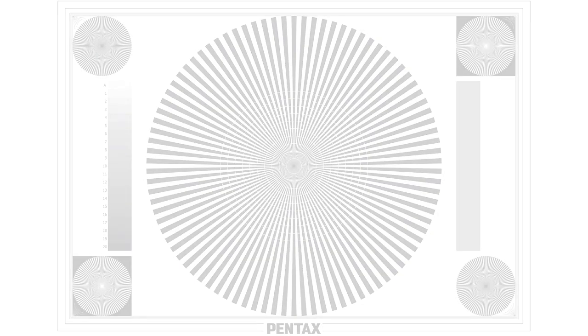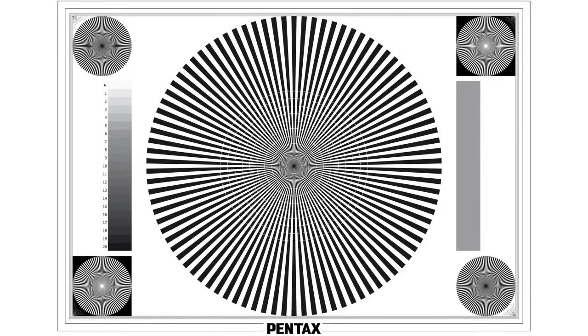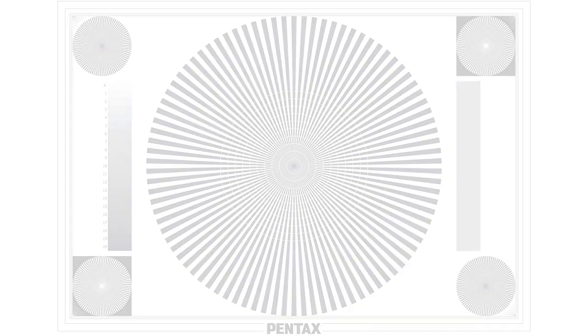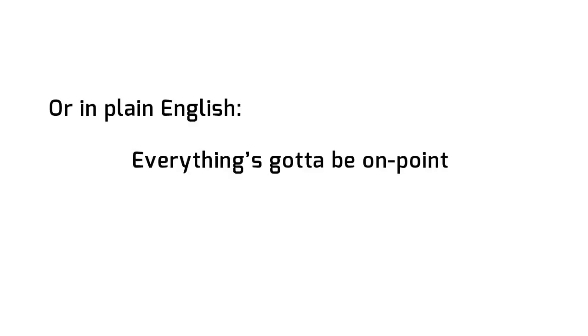A television production camera should be able to resolve a high spatial frequency, which is measured in terms of horizontal lines of resolution. Not only that, but this high level of performance needs to be reasonably consistent across the entire image plane, as certain attributes progressively deteriorate as distance increases from the central point. To meet such standards, optical engineers rely on the accumulative surface tolerances of up to 30 optical elements falling within certain nanometric specifications. Or in plain English, everything's got to be on point.